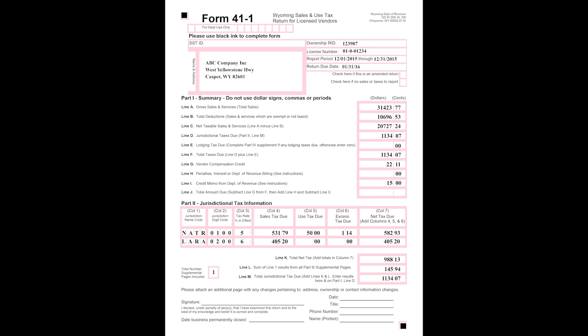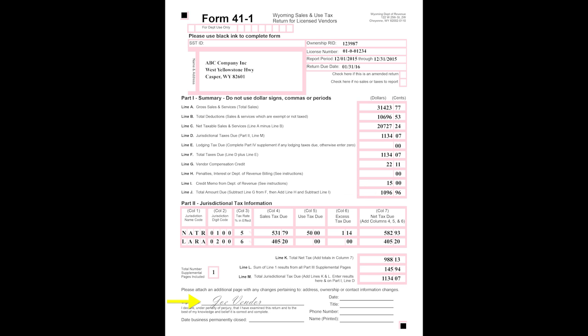Line I is used for a credit memo. You can receive a credit from an overpayment or a vendor compensation credit that was not used, or even an amended return on the account. It is always advised that if the state shows a credit listed on your return, that you contact the Department of Revenue to verify that the amount of the credit is accurate. In this case, the vendor has a valid credit on the account of $15. You will then subtract lines G and I from line F. This will give you the total amount due to the state of Wyoming.